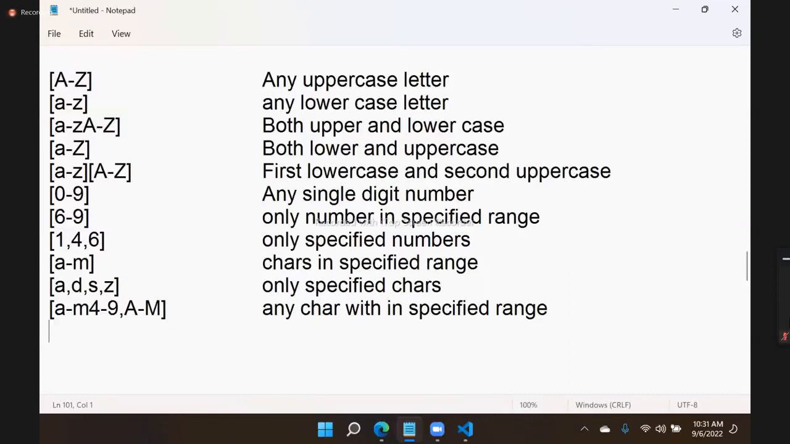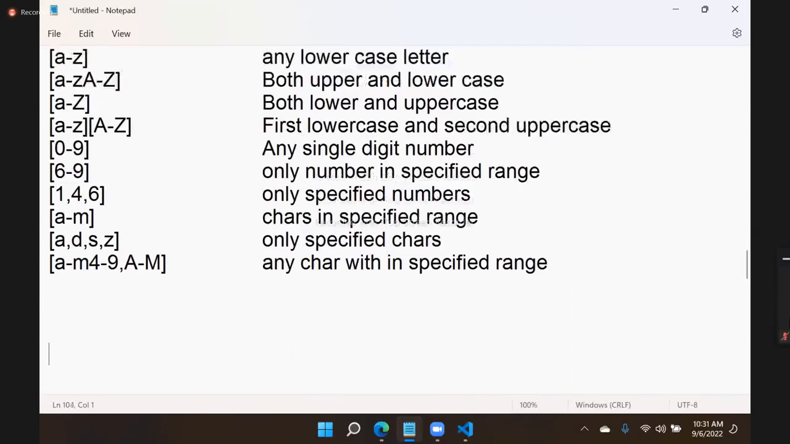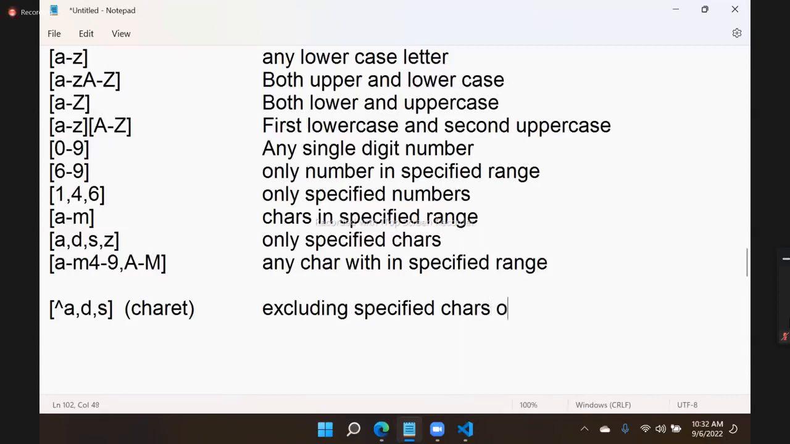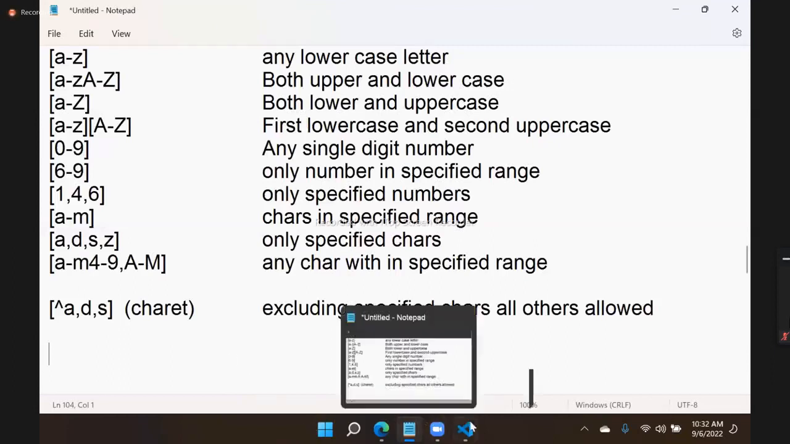Now, suppose you have another option. Suppose you are writing caret, A, D, S. This symbol is called caret. What is the purpose of this caret? Caret is nothing but excluding the specified characters. Excluding specified characters, all others are allowed. Understood? That means only A, D, S are not allowed. You can define it like this now.